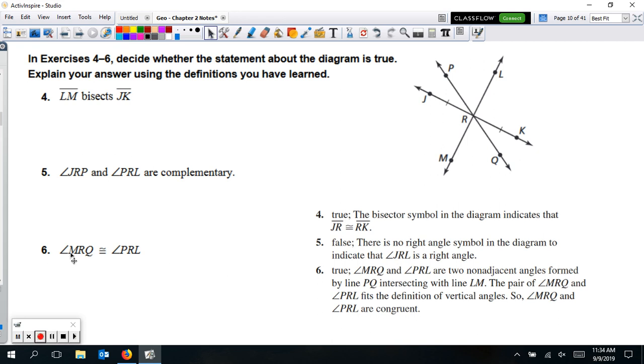Number 6, angle MRQ is congruent to angle PRL. So MRQ, this one right here, is that one congruent to PRL? And that one is true because they are vertical angles, because you can see the opposite rays. So P to Q are opposite rays, and M to L here, these are opposite rays as well, going from R. So the intersection point is R, and you have these opposite rays. So that's what they're basically saying down here. You can say that kind of the way I did, or you can just write this down if you want to. But show some kind of explanation for that one.